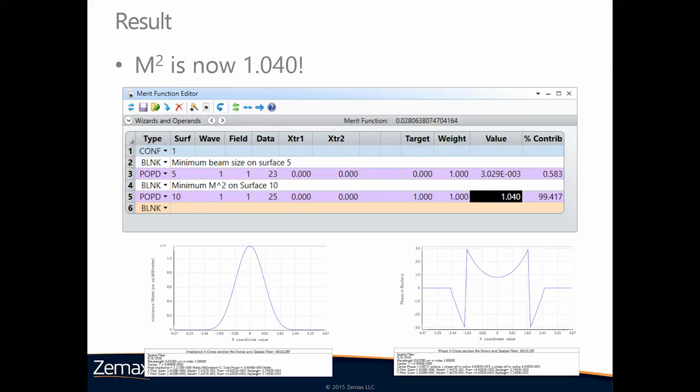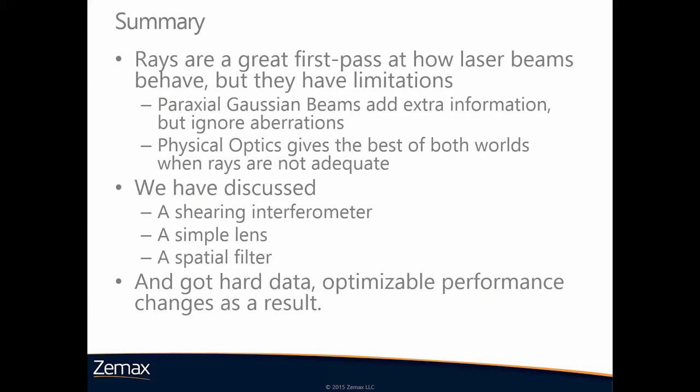So there we go. So in summary here, rays are a great first pass at how laser beams behave, but they do have some limitations. Paraxial Gaussian beam adds extra information, but it ignores the aberrations. And physical optics gives the best of both worlds when rays are not adequate, because it lets you look at the phase profile of the beam, and it also lets you quantify that in the most meaningful way that is used in laser physics, which is by m squared.